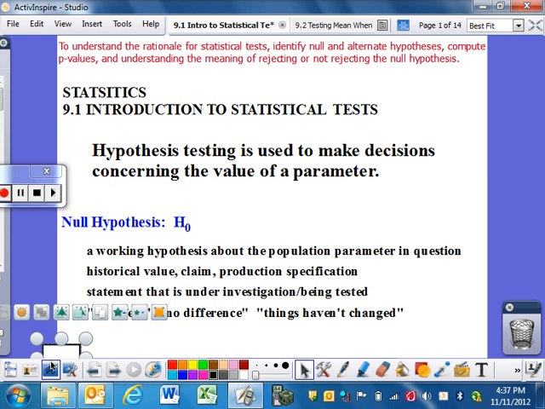How is this thing set up? H with the subscript 0, H of 0, is what we use to denote our null hypothesis. What is a null hypothesis? It's the working hypothesis about the population parameter in question. Basically, it's what they state. It's what's happened in the years past. It has no effect or no difference, or hasn't changed. And I'll show you what the null hypothesis is.